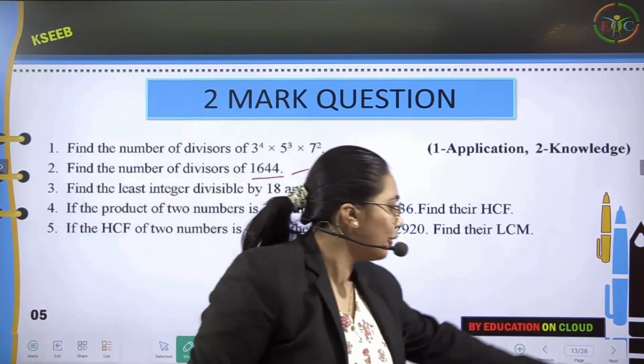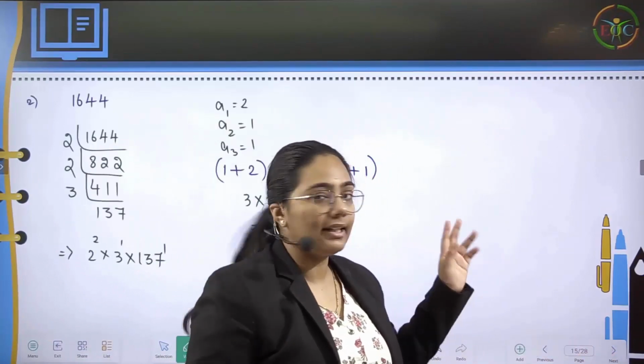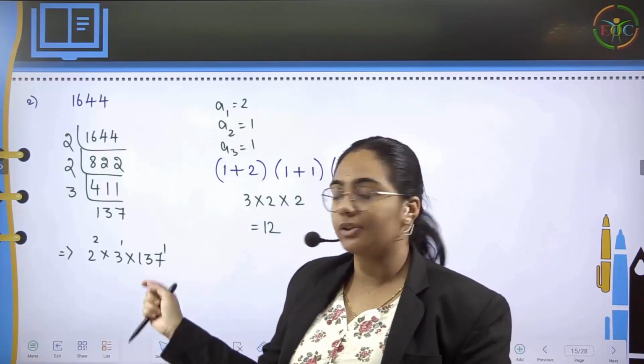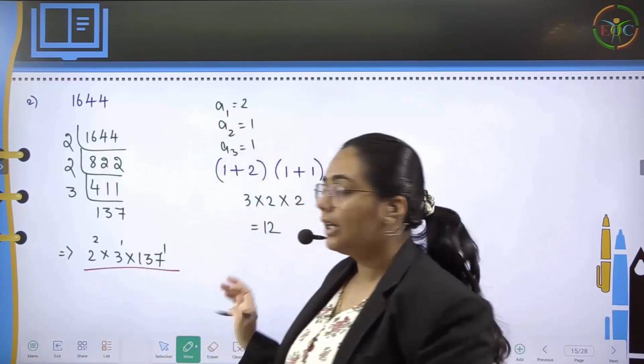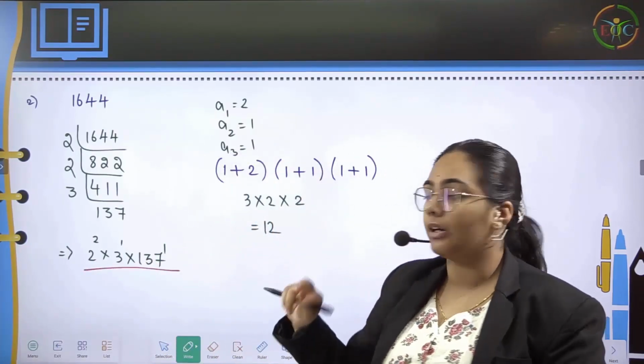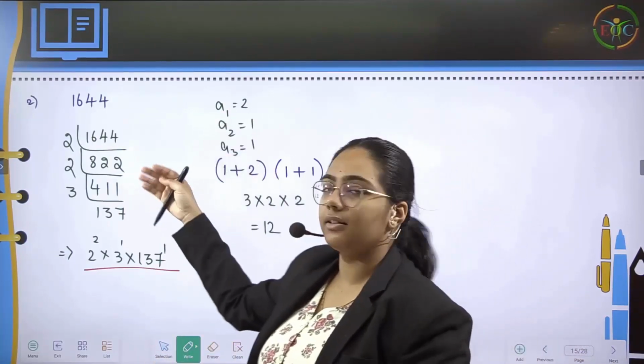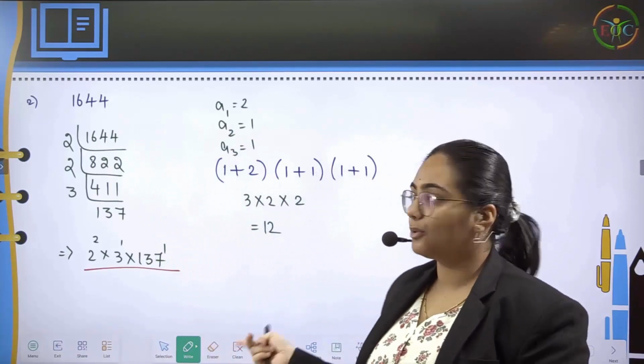That is 1644. But the difference here is that you have to first find out. In the previous question, we already had this value. That is, they had given you the product of primes. But here we ourselves have to first find that, and then find out the divisors.